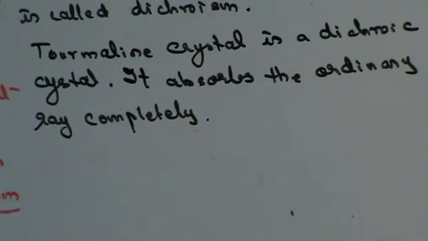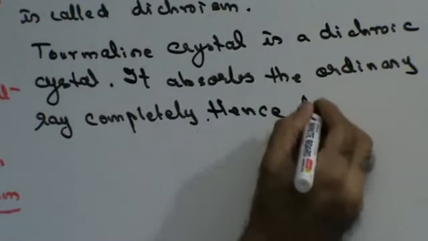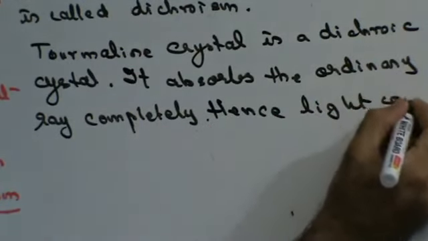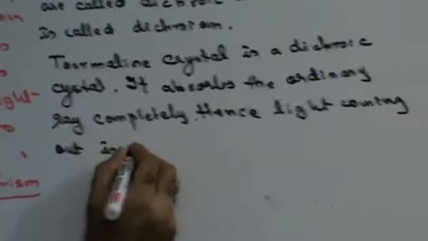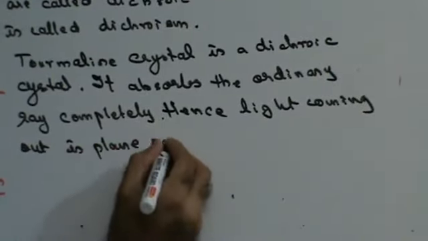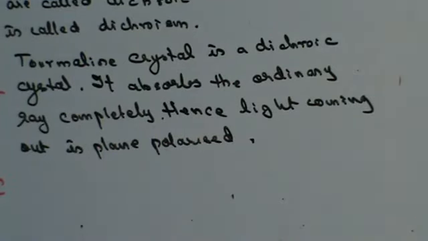So, this light emerging from a tourmaline crystal therefore is a plane polarized light, because the ordinary light has been completely absorbed. It's only the extraordinary ray that has passed through. I can say hence light coming out is plane polarized. So light that comes out from a tourmaline crystal is a plane polarized light.